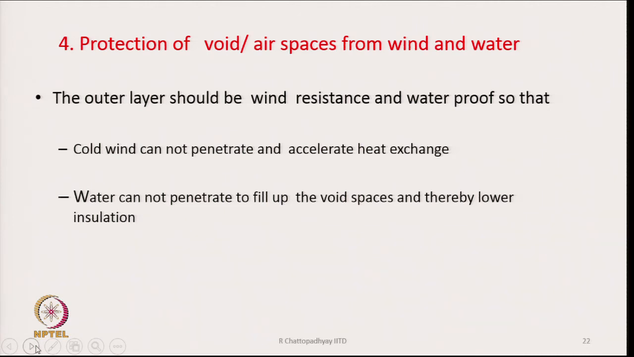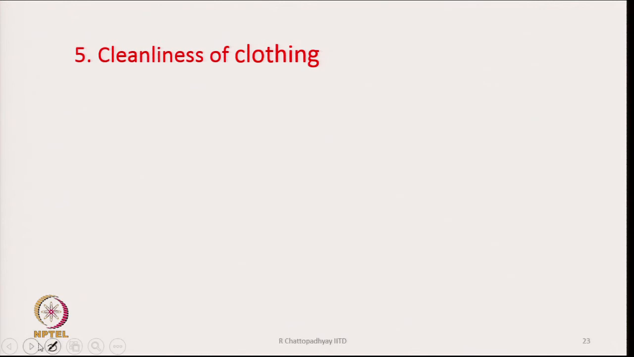Protection of void or air spaces from wind and water. The outer layer should be wind resistant and waterproof, so that cold wind cannot penetrate and accelerate heat exchange, and water cannot penetrate to fill up the void spaces and thereby lower insulation. So, the outer layer should be windproof and waterproof. Accordingly, the outer layer has to be designed.